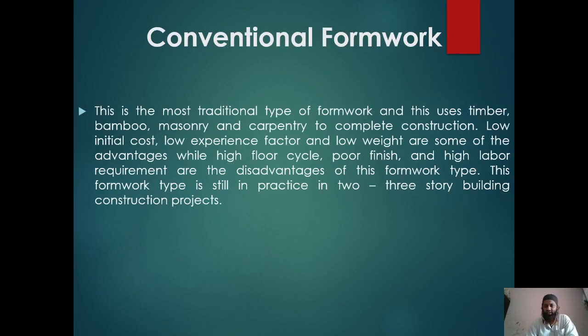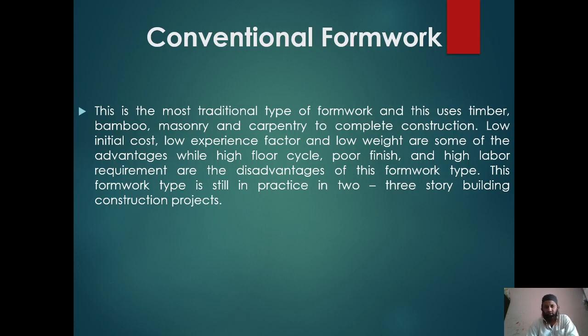Conventional formwork, as I told you, uses timber, bamboo, masonry, and carpentry to complete the construction. It has low initial cost, low experience factor and low weight. But there are heavy chances of poor finish and high labor requirement in this type of formwork. This formwork type is still in practice in two to three storey building construction projects.